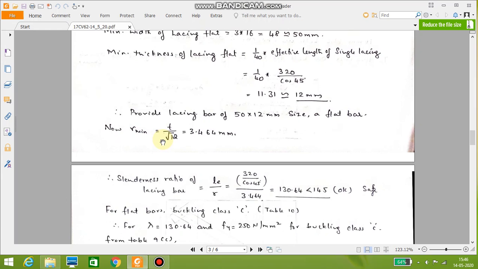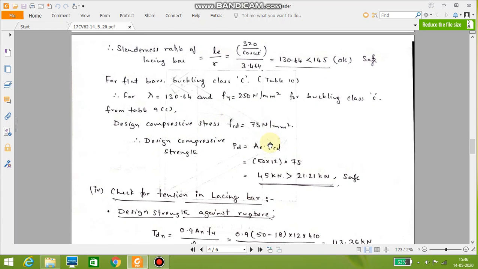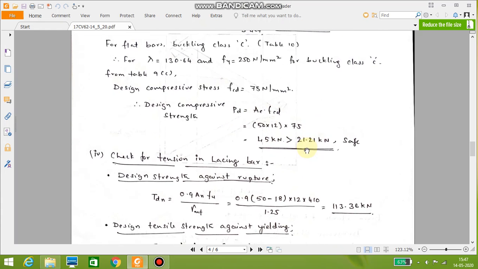You calculate r minimum. r minimum is nothing but thickness divided by square root of 12, which is 3.464 millimeter. Therefore, you calculate the slenderness ratio of lacing bar, LE divided by r, that is 320 by cos 45 divided by 3.464. Answer is 130.64, which is less than 145. It is safe. Now, for buckling, for flat bars, buckling class C, lambda equal to 130.64, or KL by r is 130.64, and Fy equal to 250 Newton per millimeter square. Buckling class C, you calculate fcd. fcd is 75 Newton per millimeter square, and design compressive strength Pd equal to 45 kilonewton, greater than 21.21 kilonewton.